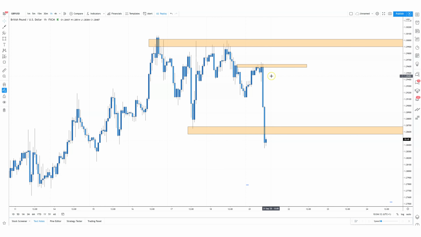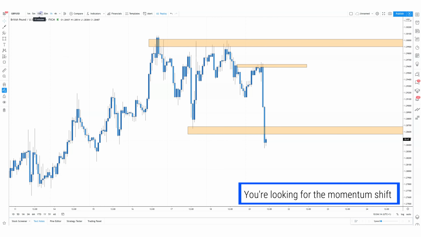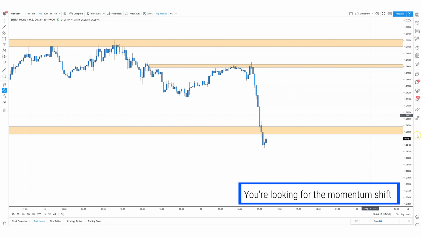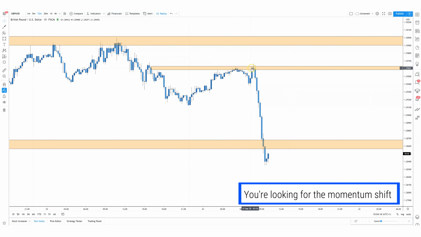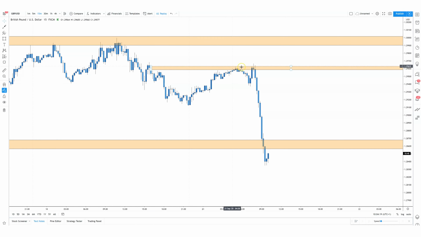And then what are you looking for? You're looking for the momentum shift. Scaling down, how are you going to take this trade? Well, identify key levels where price is reacting from. Look, failed to break, failed to break. Evidence, wicks, evidence, wicks. Take the sell.